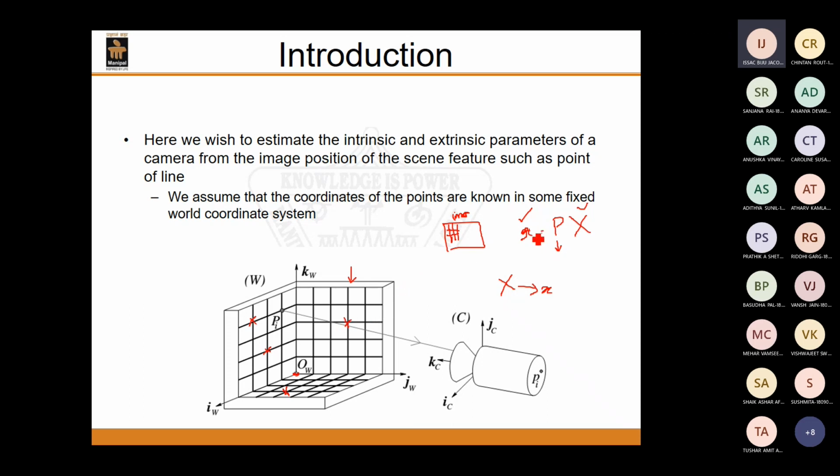Now once that is done, what I get would be a system of linear equations, and from that I can find out this capital P. Given there are a sufficient number of points over here and I select a sufficient number of 3D points, I'll be able to find a very good estimate of this capital P, which is the camera calibration parameters.